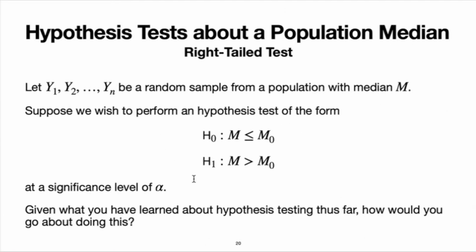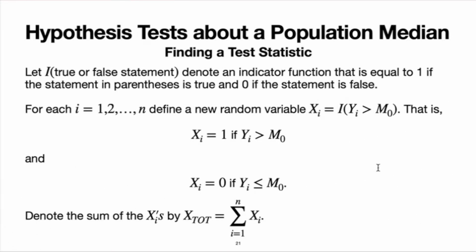As you'll remember from the last lecture video, there are several things we need, and one of them is a test statistic. That test statistic has to behave differently under the alternative hypothesis than it does under the null hypothesis. So the first thing we need to do is come up with a candidate test statistic. The candidate test statistic that we're developing here is the number of observations in the sample that exceed the hypothesized value of the population median.